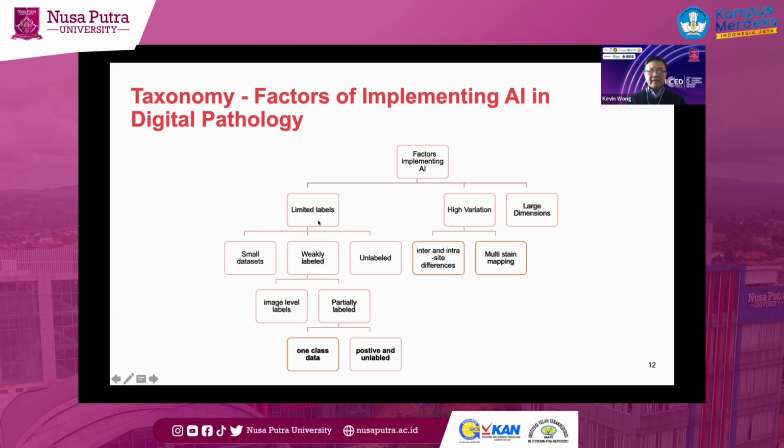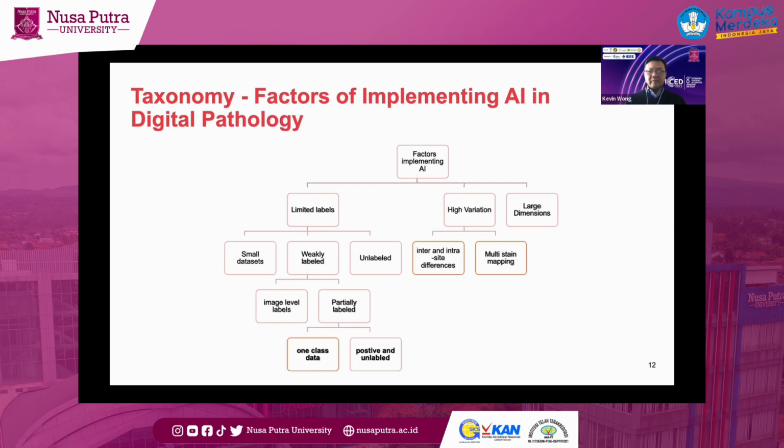So let's look at the left side, the limited labels. Let's say, for example, you work in a hospital. In deep learning, you need a lot of data to be able to train them, such that the deep learning model could be good enough. But unfortunately, the information from the patients could be private, and some hospitals may not want to share the information. So in each individual hospital itself, unless you have a consortium that can gather a few hospitals together, limited labeled data is one of the problems.